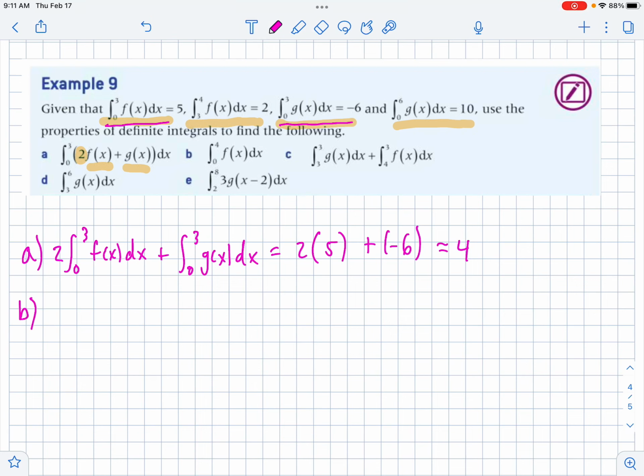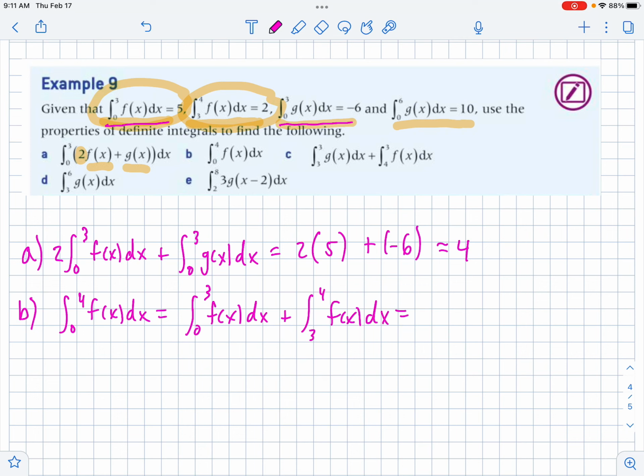Part B, 0 to 4 of f of x. Well, we don't really have a 0 to 4, but if you look up here, we have a 0 to 3 and then a 3 to 4. So you can just add those two things together. So the integral from 0 to 4 of f of x dx is equal to the integral from 0 to 3 of f of x dx plus the integral from 3 to 4 of f of x dx. So this is 5 plus 2, which is 7.